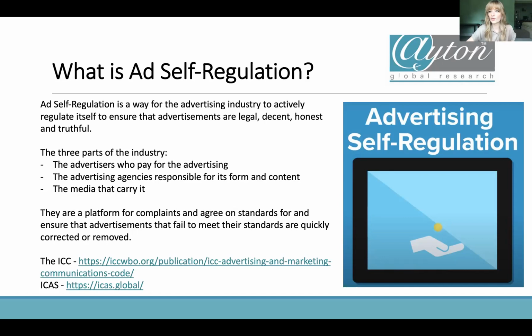Each advertising authority puts out a code, and then it's up to you as the marketer, anyone who's part of that industry. As I put here, the advertisers who are paying, the advertising agency, is responsible for its form and its content, and the media that carry it. If you're any of those three parts, you should know what the advertising code is and follow those rules. Basically, make sure that we've got a fair playing field. It's legal, decent, honest, and truthful. We're not being offensive, we're not misleading consumers, and we're not being unfair to our competition.